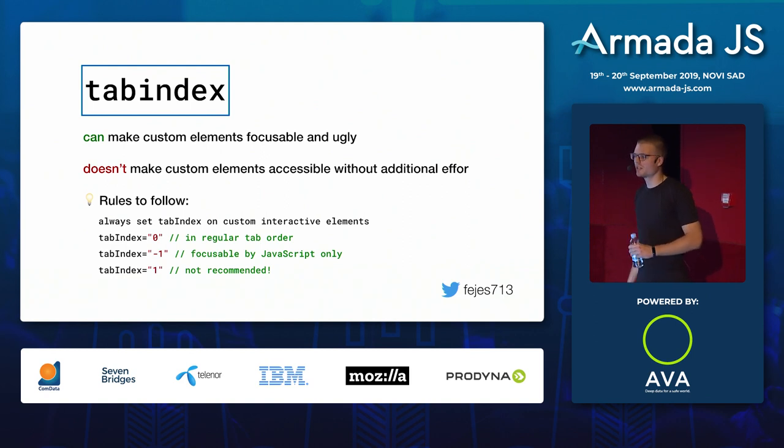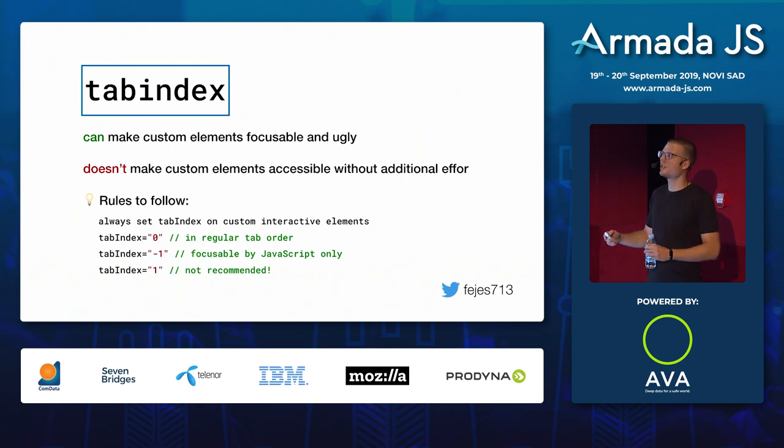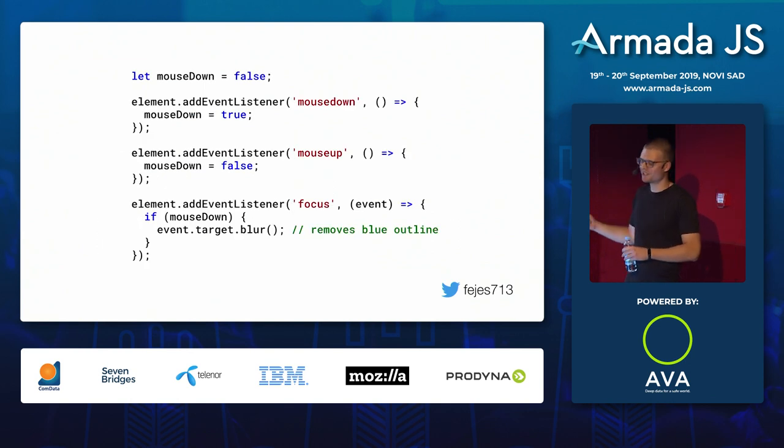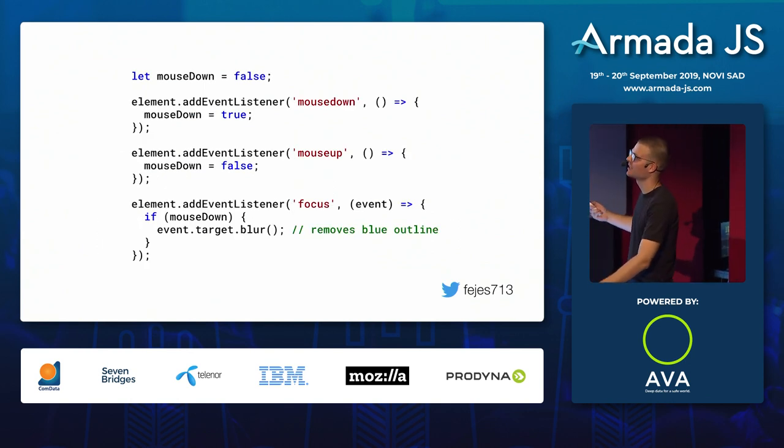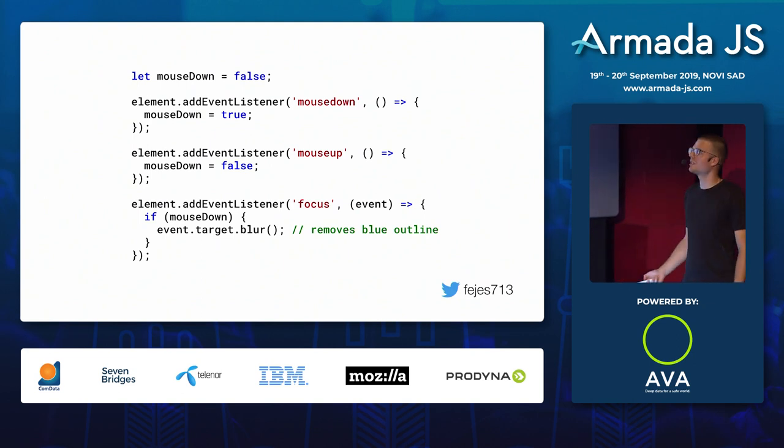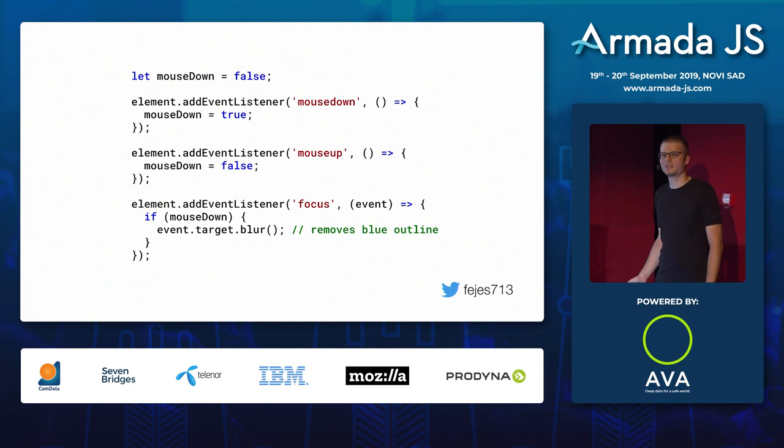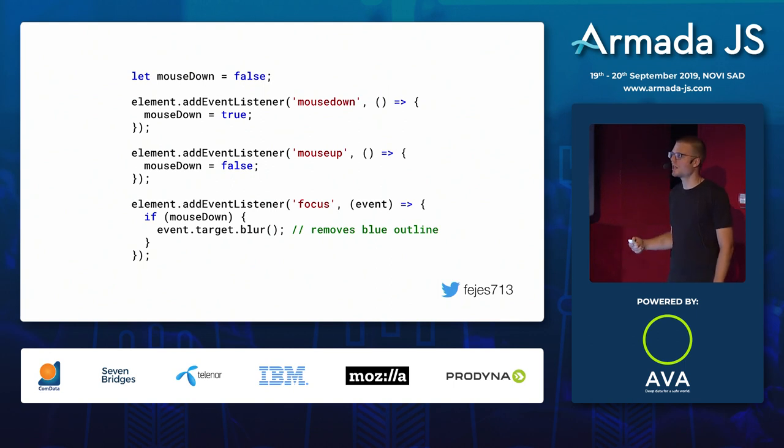There is actually a way to hide it only when we're using the mouse. This is the snippet. You would have one variable, mouse down, and you would listen for mouse down and mouse up events. Whenever we detect that the person is using the mouse to go around the page, we remove that blue outline. But if they're not using the mouse, we show the blue outline around the element.